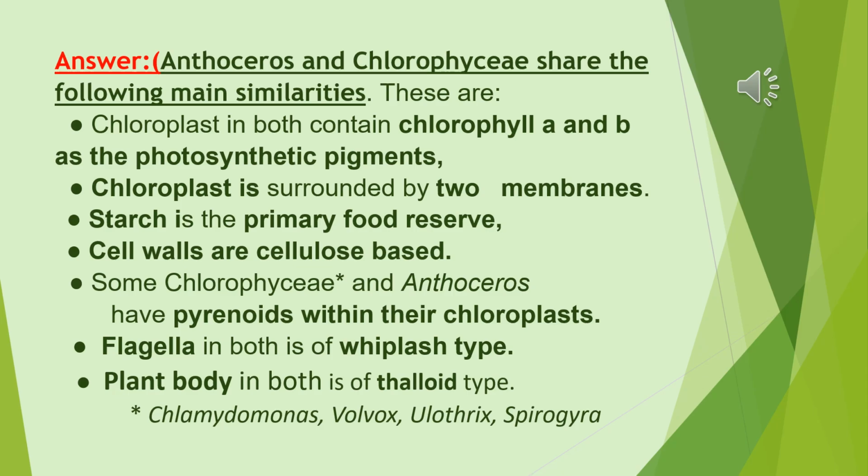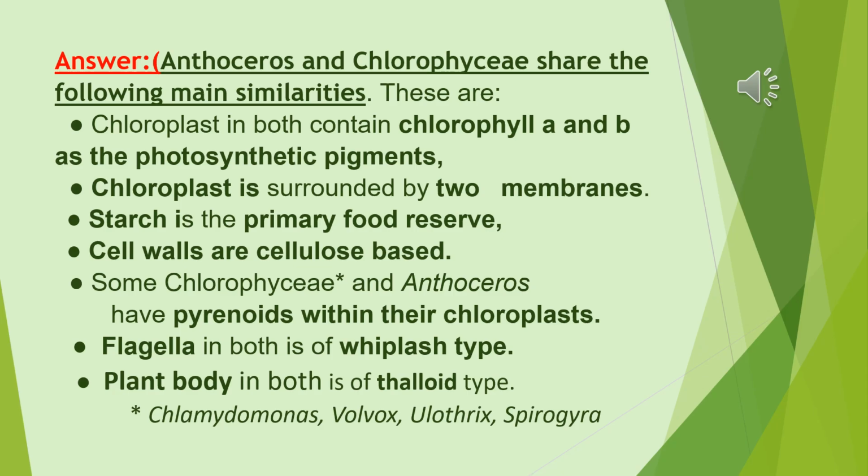Now the next point is flagella in both are of whiplash type. Now the flagella are common in Chlamydomonas and other Chlorophyceae. In Anthoceros, where is that flagella? Flagella is in the antherozoid, and in both it is of whiplash type. And the last point is plant body in both is of thalloid type.